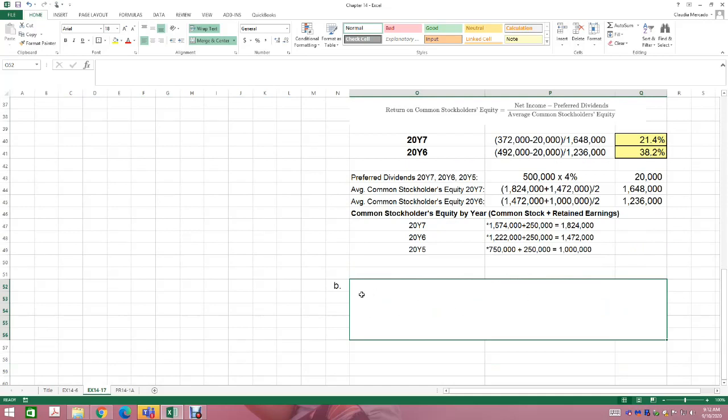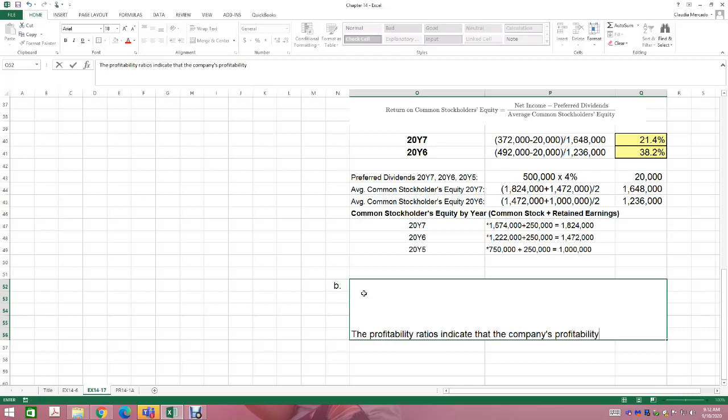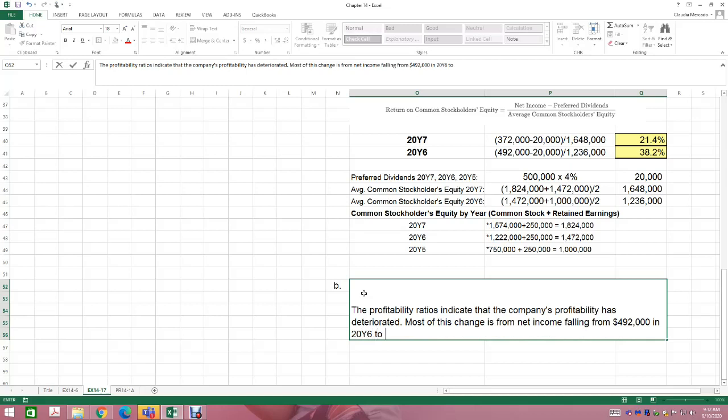So what does that tell me? Okay. So we can say the profitability ratios indicate that the company's profitability has deteriorated. Most of this change is from net income falling from 492,000 in 20Y6 to 372,000 in 20Y7. So the income drop is causing an impact on the majority of our profitability ratios.